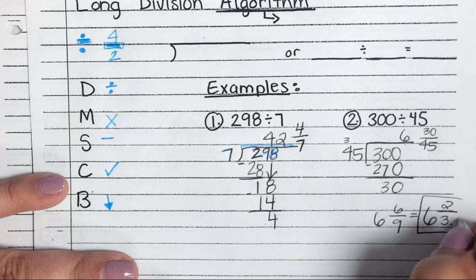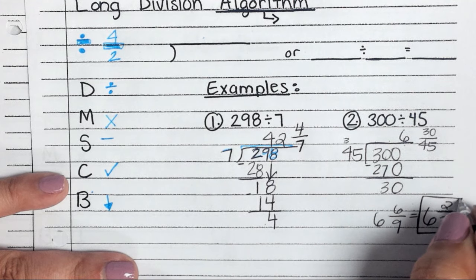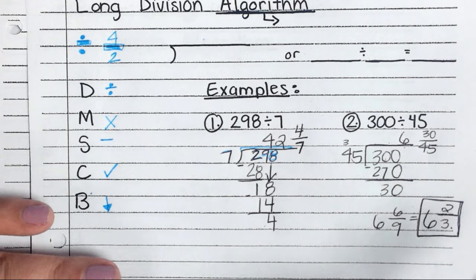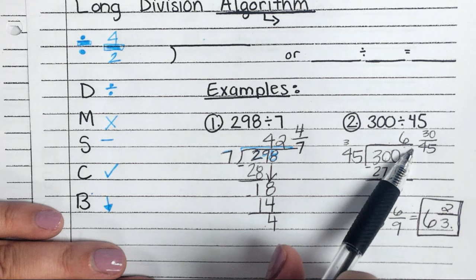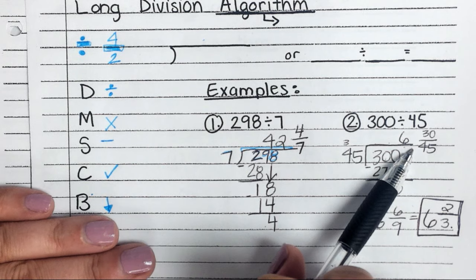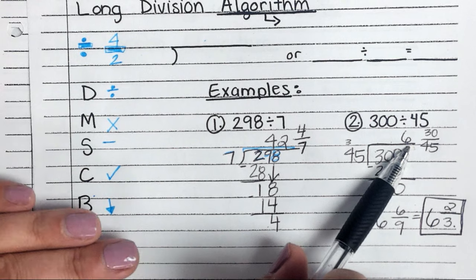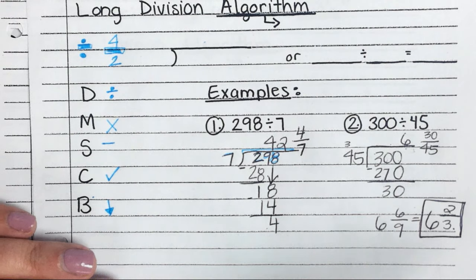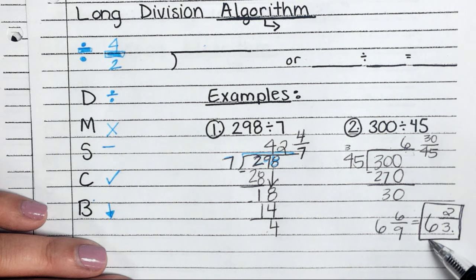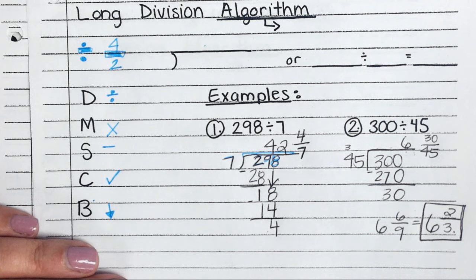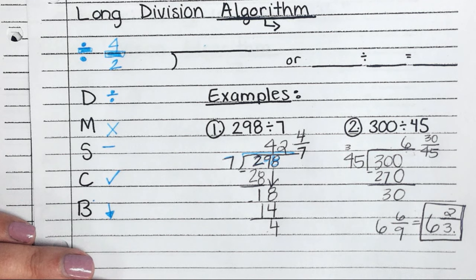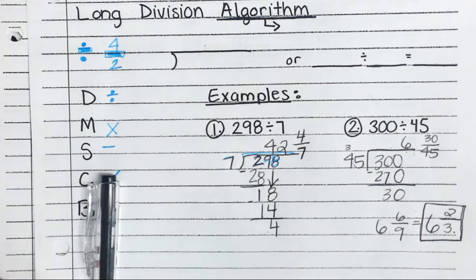Okay? This is your ultimate, final, most correct answer. At this point, if you write 6 and 30 over 45, I won't take off points. I will give you credit for this right now. But as we're moving forward, we need to learn and we need to get into good practice that all fractions need to be reduced to lowest terms. Okay? Any questions so far? Long division. Hopefully this is still all review. Yes, so far? Awesome. Okay.